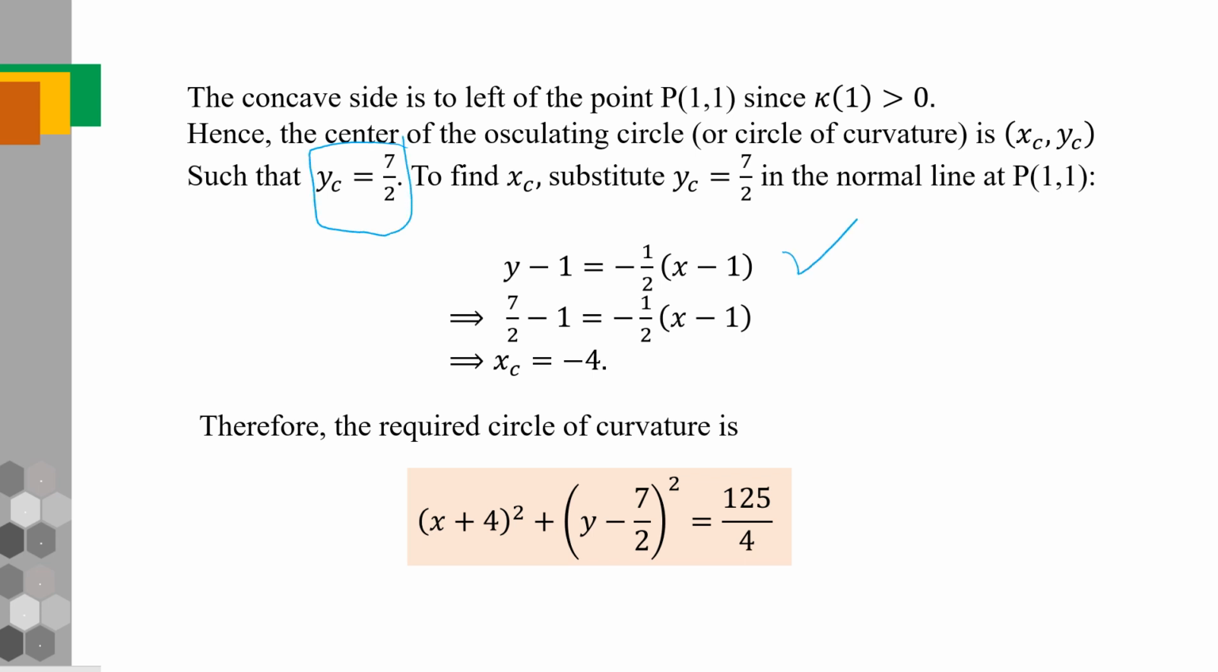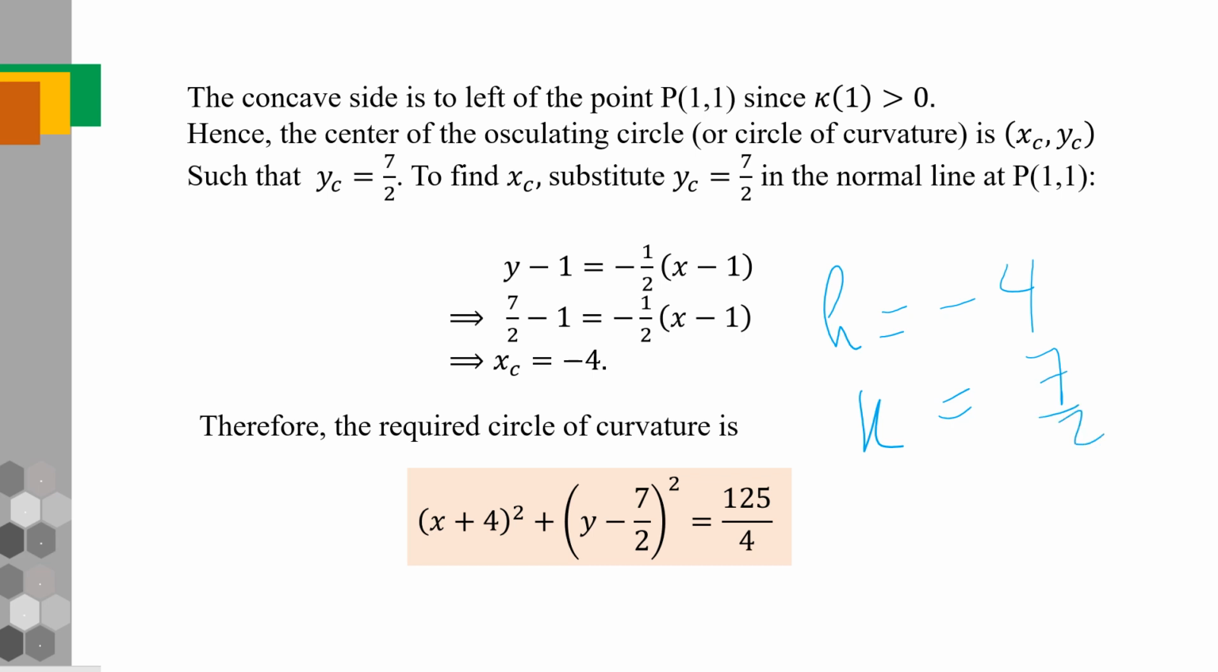The one we got earlier. So we have y is 7 halves, so 7 halves equals negative 1 half times (x minus 1), and solve for x. Solving for x, we have x sub c equals negative 4. And therefore, the required circle of curvature has h equal to negative 4 and k equal to 7 halves.